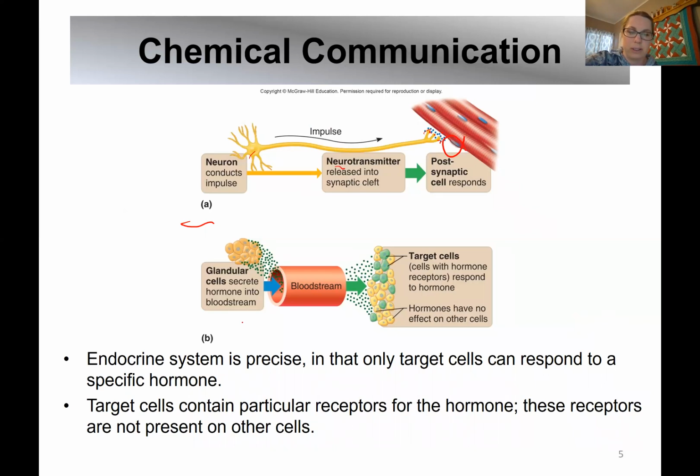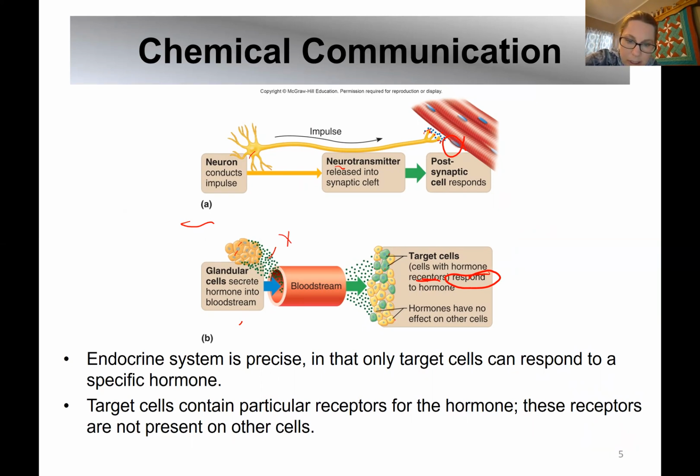With the endocrine system in letter B, here we have the glandular epithelial cells producing a hormone. We'll call this hormone X. Hormone X enters the bloodstream. It travels all throughout the body through the bloodstream. And these green cells here, those are target cells. And those target cells are going to respond to the hormone. They have the right receptors necessary to bind to that hormone and then cause a response.